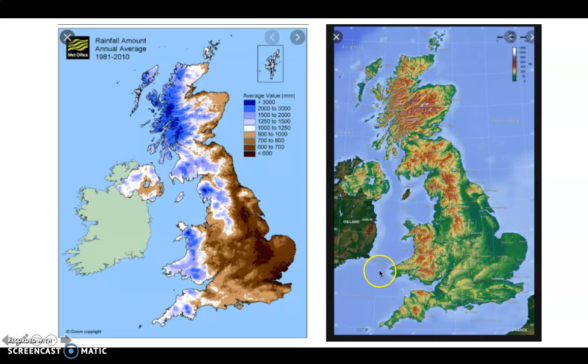So the orographic rainfall: the wind's forced upwards, and as it rises, it cools, it condenses, and it causes the rainfall to happen. And so relief, that air uplift in the UK, links to the areas that have got the highest amounts of rainfall.